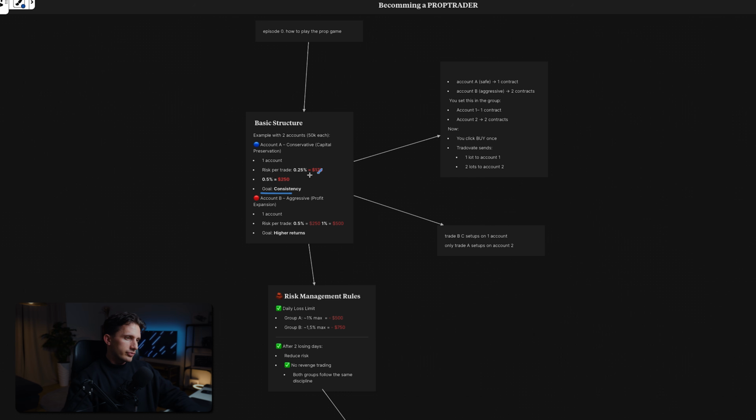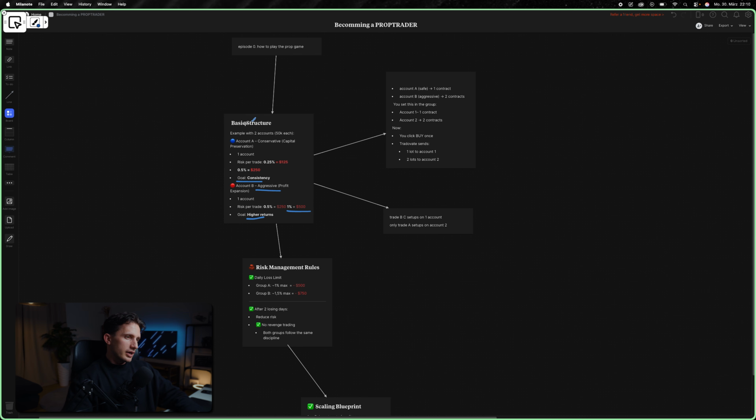I want to build profits, right? But on the other hand, you want some payouts as well. So, to get quicker payouts, I have an account B, and that's the aggressive one that I'm looking at for higher returns, but it's also higher risk. So you have two accounts that you can play on in this section.